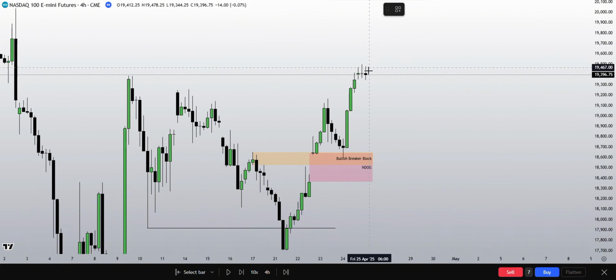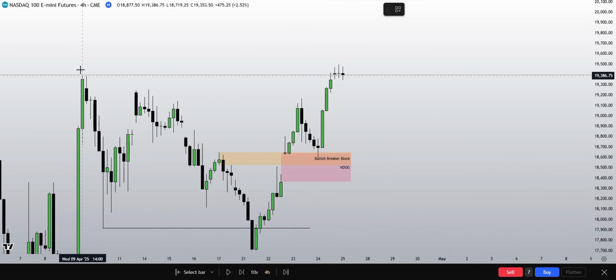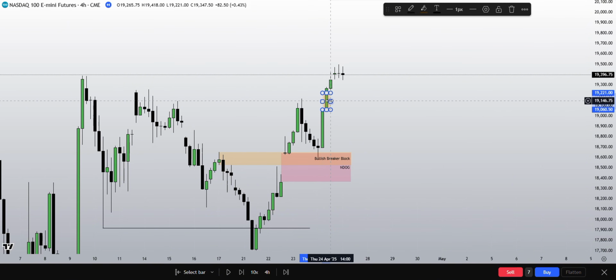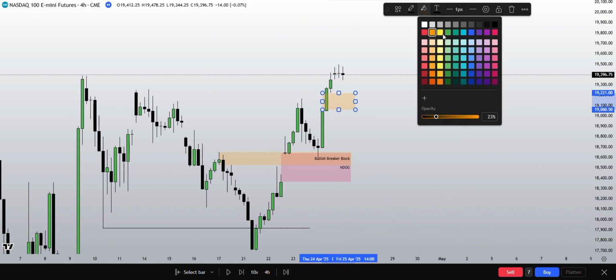Unless I see some significant move from the sweep of this high here, if I start seeing price show a significant move lower and price changes the state, then and only then will I begin to change what I want to see in price.